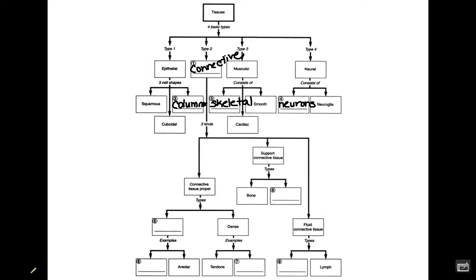Okay, connective tissue drops down, and we have some other things to fill in here. Let's start here with the connective tissue proper. There are 2 types. We have dense, and then we have loose. If you drop down there, then we have the examples. Our areolar, which is basically in the breast tissue around the nipple or the areola. And the other type is adipose. Dense connective tissue includes tendons, and number 7 is ligaments.